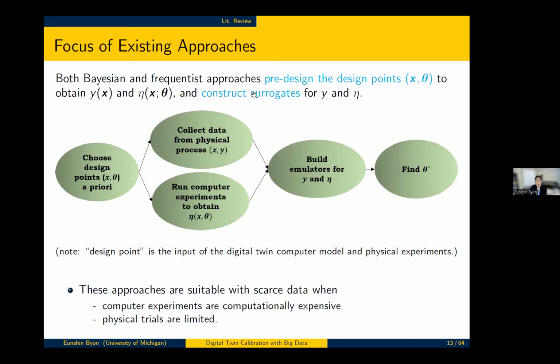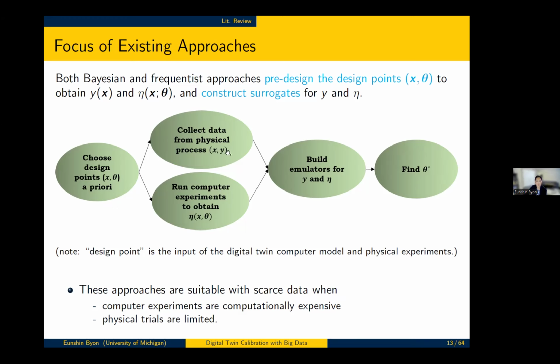To construct these surrogates, they pre-design the design points, X and theta. Here, the design point is the input of the digital twin computer model and also the input of physical experiments. So they choose design points X and theta a priori, deciding where to run the simulation model and where to run physical trials. They fix these design points, for example through Latin hypercube design or other design of experiments methods, and then they collect data at those fixed design points.